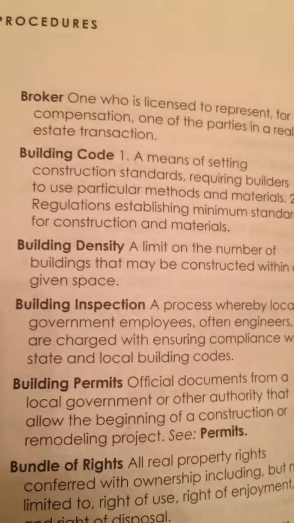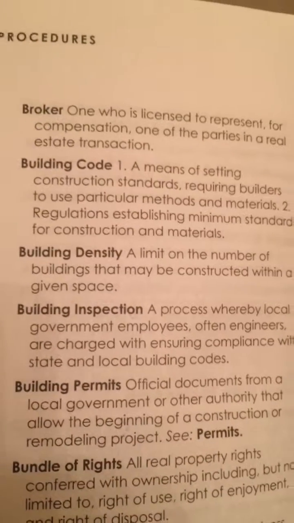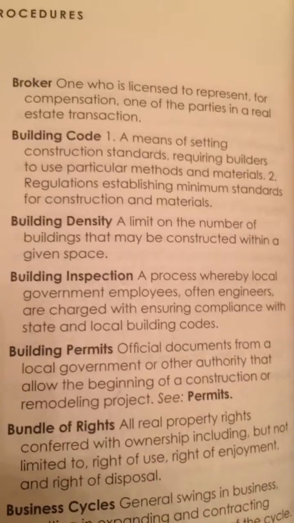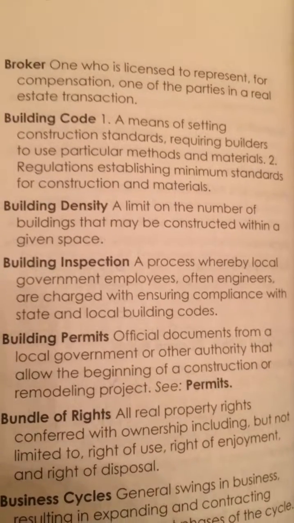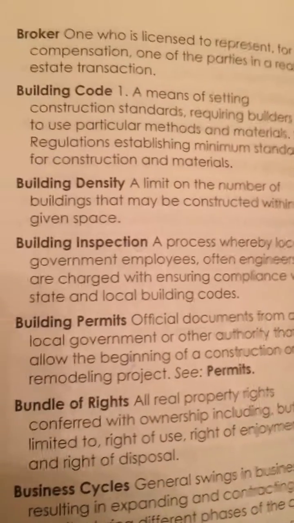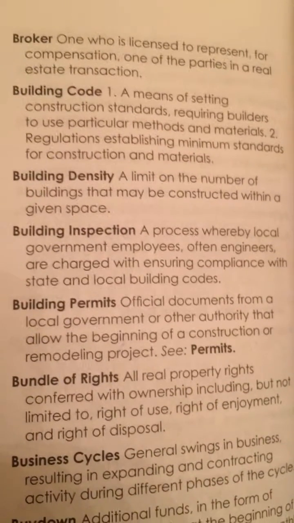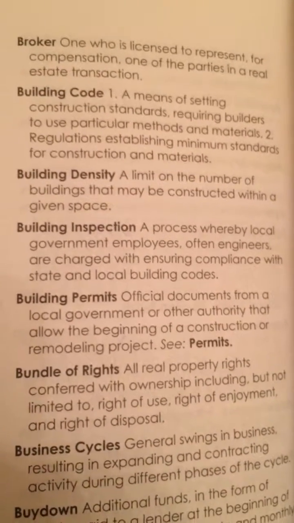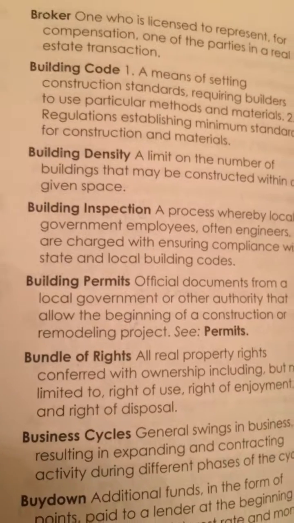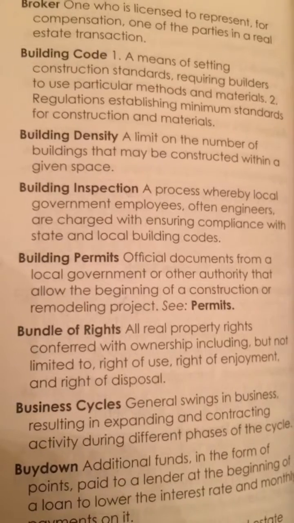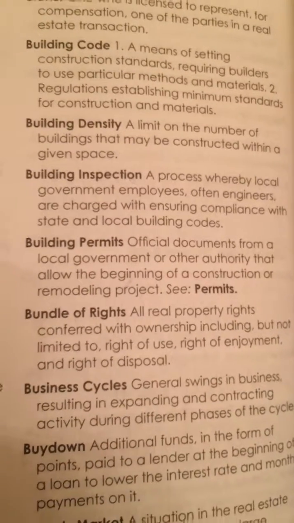Building code. 1. A means of setting construction standards, requiring builders to use particular methods and materials. 2. Regulations establishing minimum standards for construction and materials. Building density. A limit on the number of buildings that may be constructed within a given space.